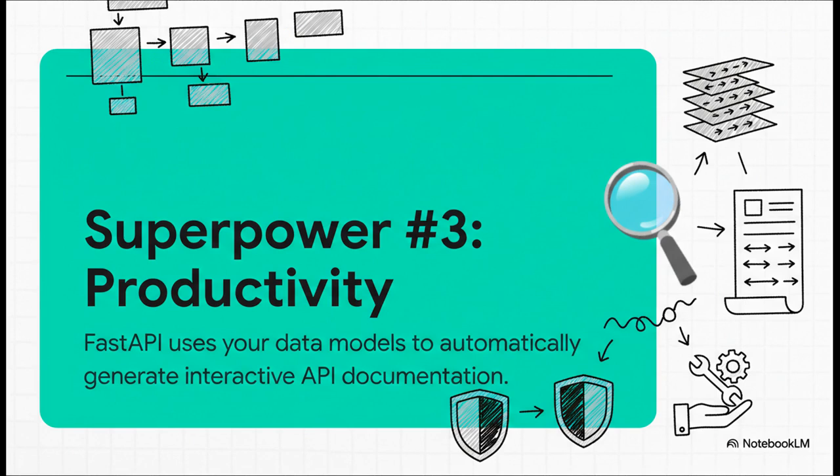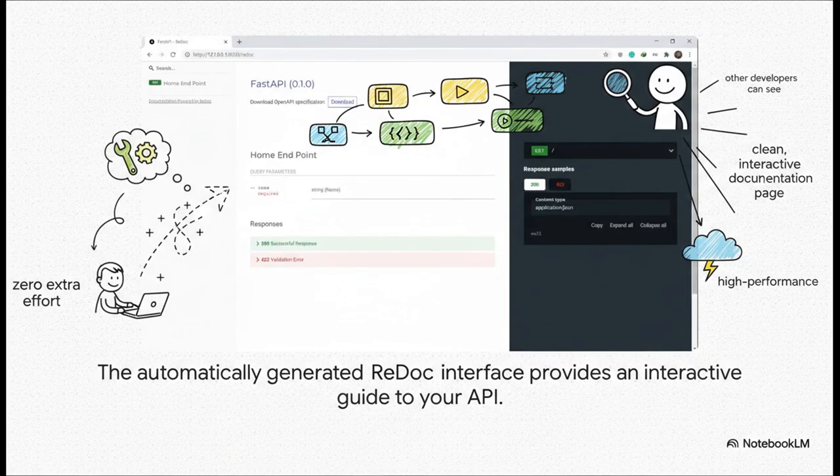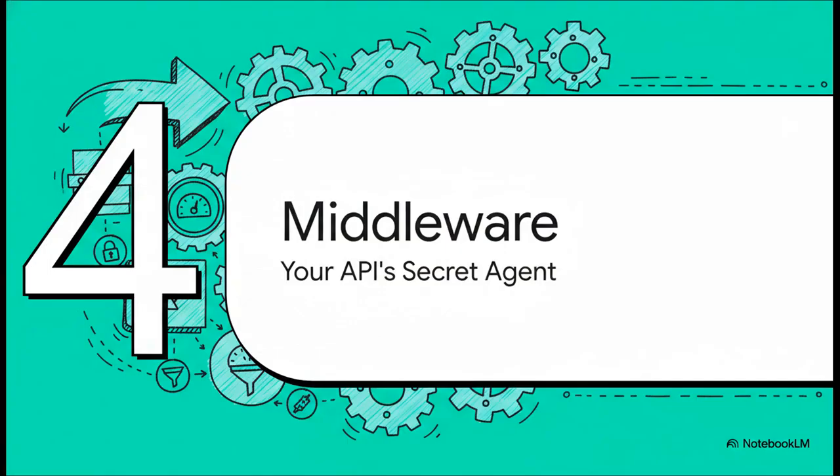It's like getting 2 critical features for free. And this is the result. This is the magic. With literally 0 extra lines of code, you get this beautiful interactive documentation page. Another developer can come here, see all your endpoints, see exactly what data they need to send, and they can even try it out right here in the browser. It's not just a static page of text, it's a living, breathing playground for your API. How cool is that? Okay, so we've got speed, we've got data safety, and we've got killer productivity.